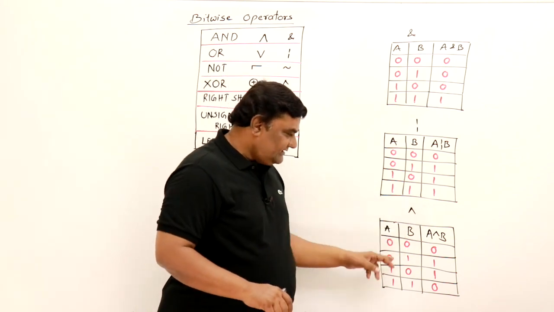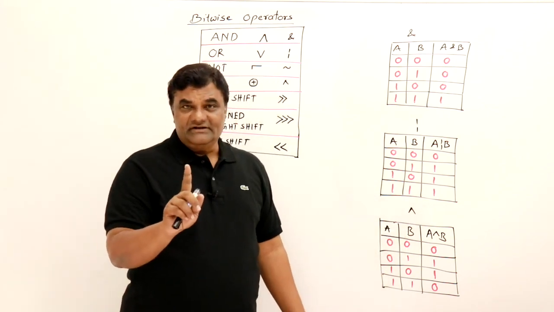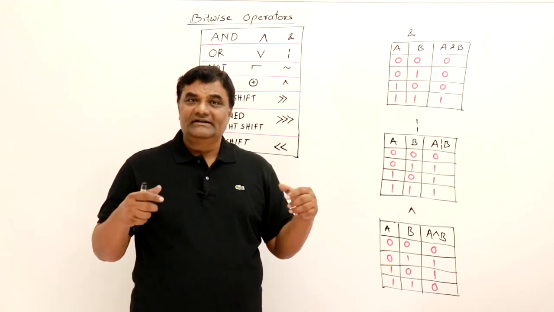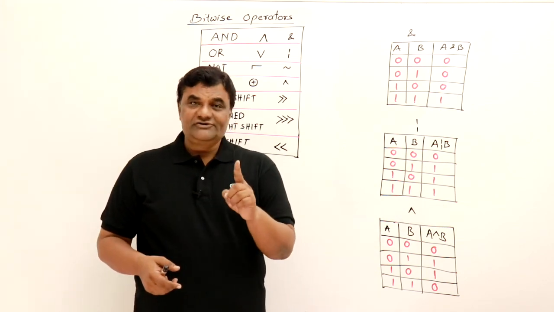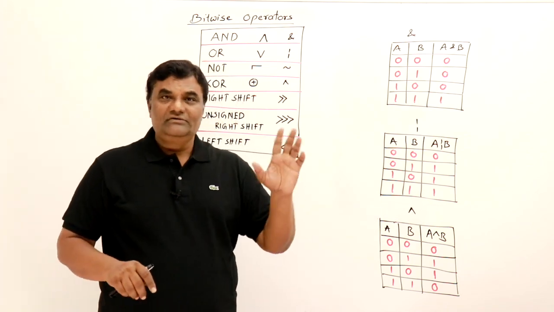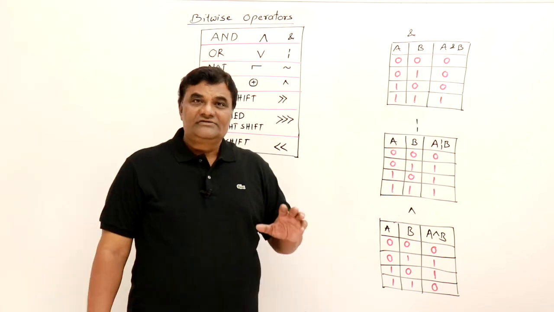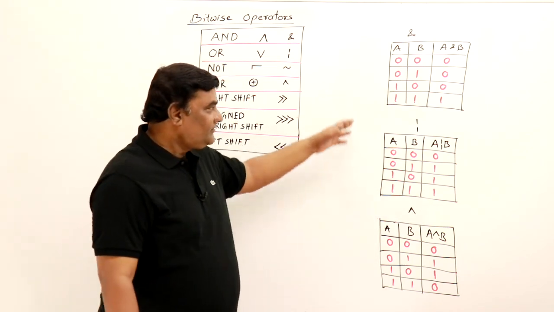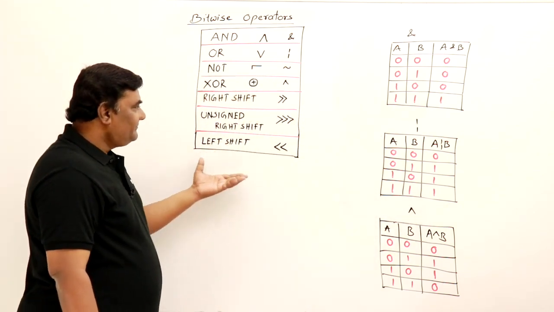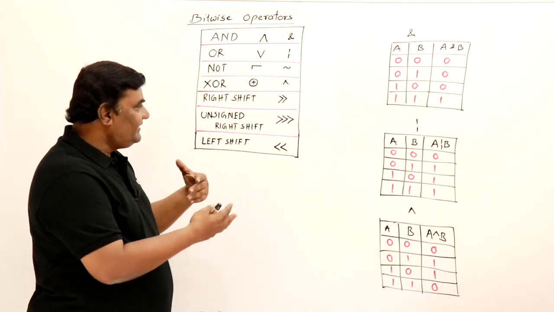In this, if any one of the bits is 1 and the other bit is 0, then it is 1. If you have multiple bits, then only one bit should be 1 and the rest of them must be 0, then only it is 1. So this is the XOR table. So we have a truth table for these three. Then left shift and right shift are remaining. These work on shifting of bits.